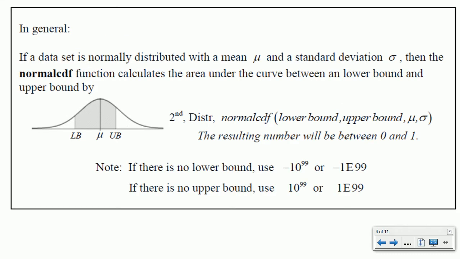So in general, if a data set is normally distributed with a mean mu and a standard deviation sigma, then the normal CDF function calculates the area under the curve between the lower and upper bound by following the sequence of buttons on your calculator. And if there is no lower bound, then you use -10 to the 99, which is close enough to -infinity for us here. And if there is no upper bound, we use 10 to the 99, which is again close to +infinity for us for this situation, because the outer edges of the normal distribution contribute very little.